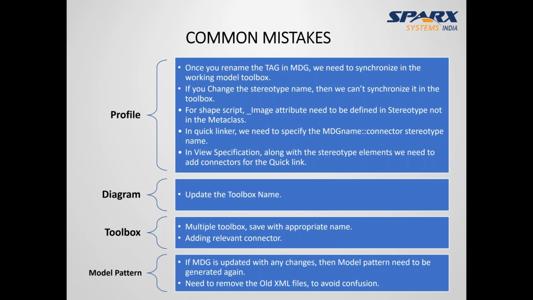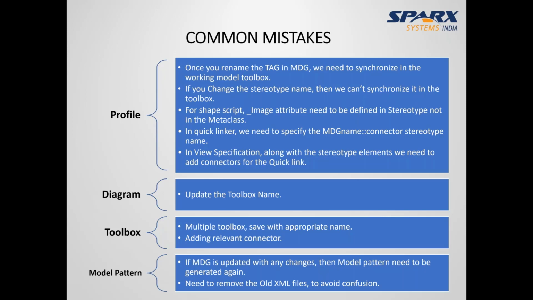But if you want to change the stereotype name, I'm sorry, that will not be synchronized. And same way for the shape script or for anything, just for an example, I have written underscore image attribute. You have to give this attribute in the stereotype, not in the meta class. And same way, whatever attributes that are specified for the meta class, that has to be given only in the meta class. If you just switch over, that will not work.